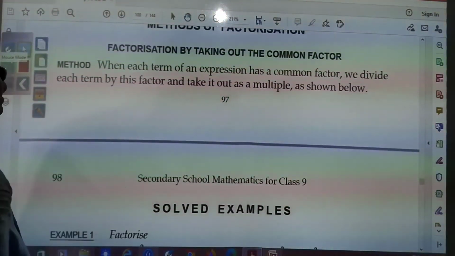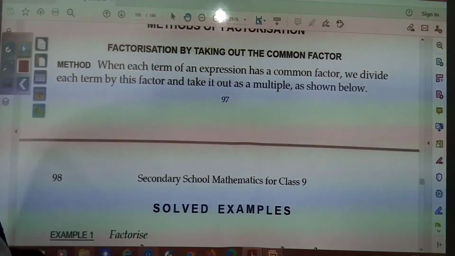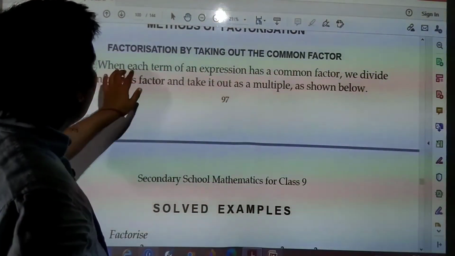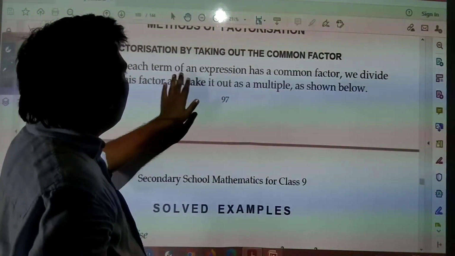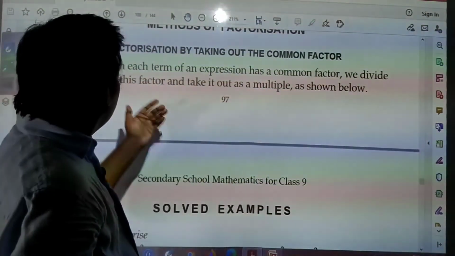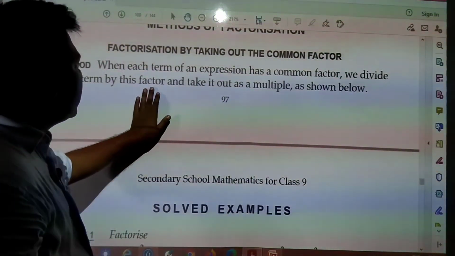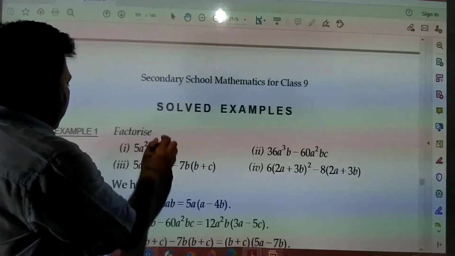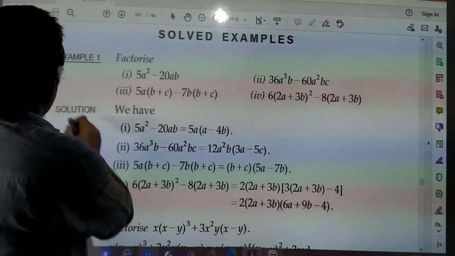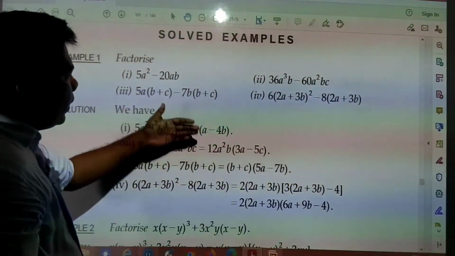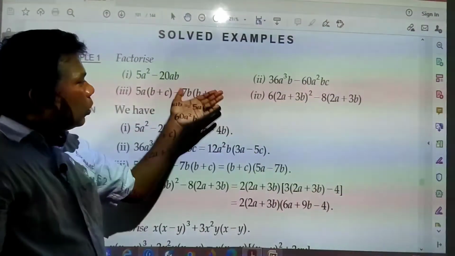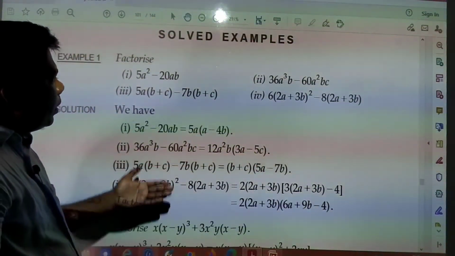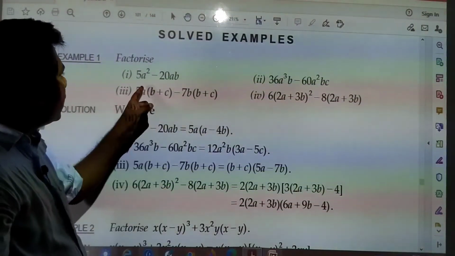Now you see factorization by taking out the common factor method. What method is applied? When each term of an expression has a common factor, we divide each term by this factor and take it out as a multiple as shown below. Here you see examples have been given. These are very important to understand. First you go through each and every example by yourself, then you start the exercise.